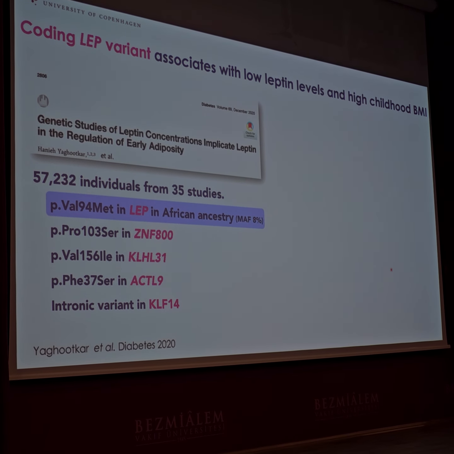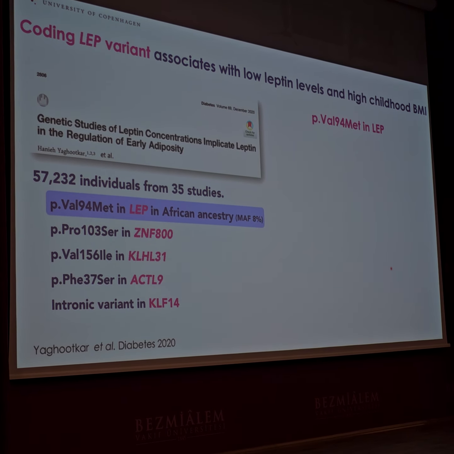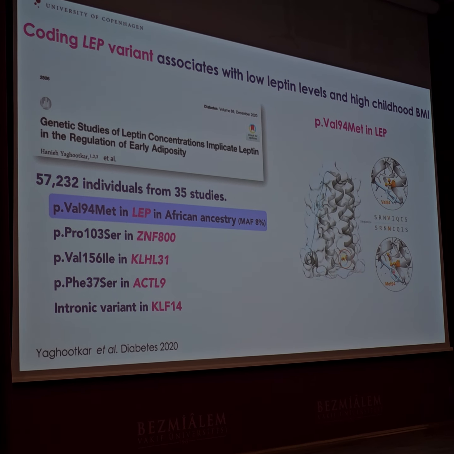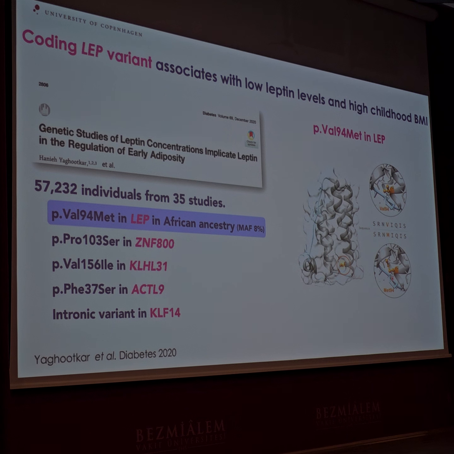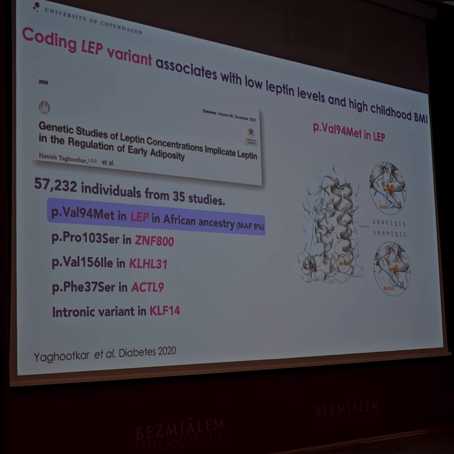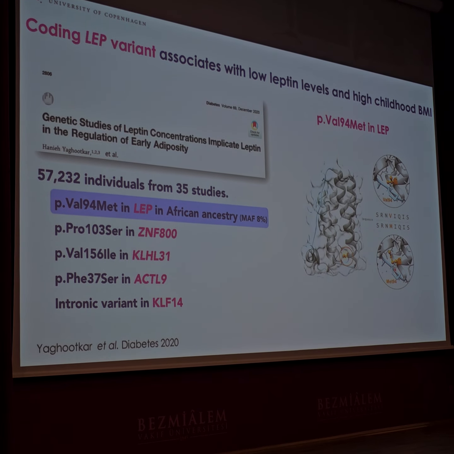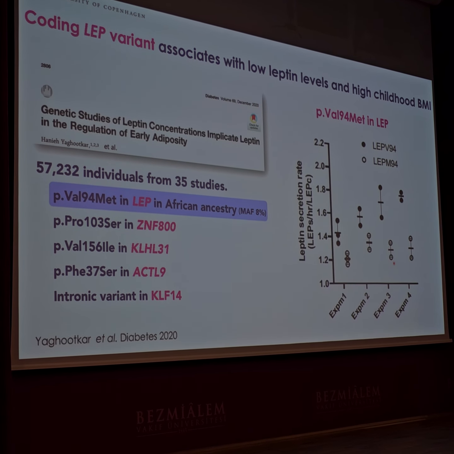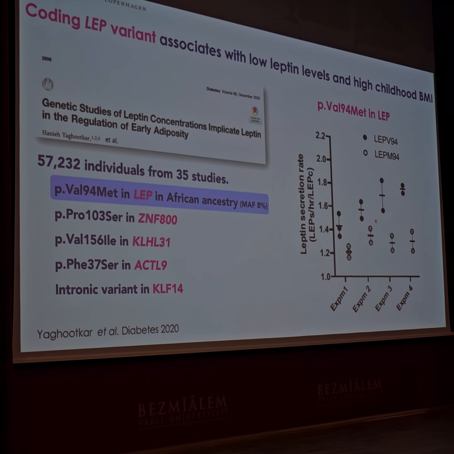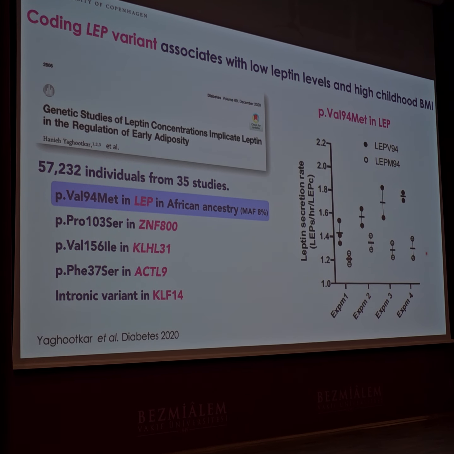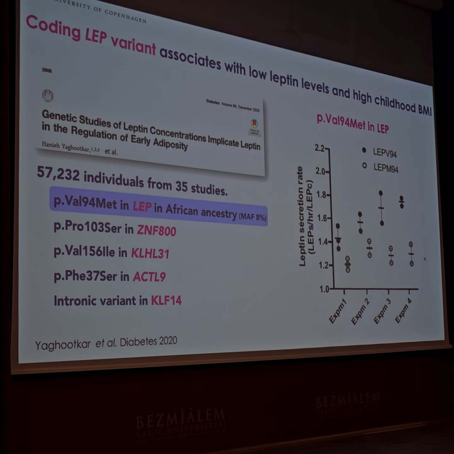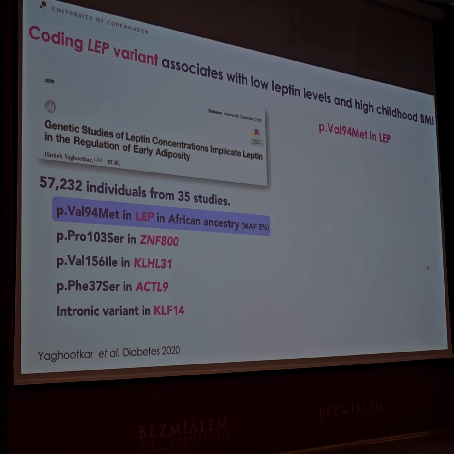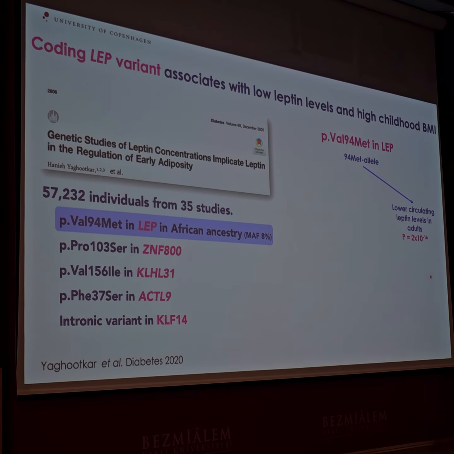The most interesting one is this variant in leptin, which is only polymorphic in African ancestry populations. This variant is a valine to methionine change at position 73, which is not believed to interact with the receptor per se, but structural prediction tools estimate that it might affect the stability, and indeed in some in vitro experiments we show that this methionine variation reduces leptin secretion by 20%. Consistent with what we observed, this methionine is associated with lower leptin levels, highly significantly.